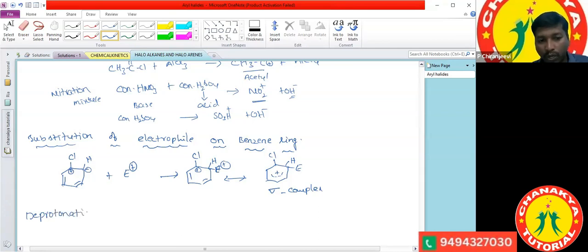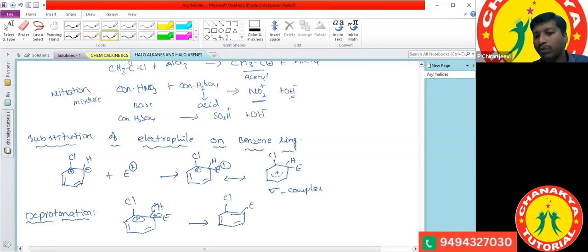Deprotonation reaction. So what is meant by deprotonation? It means removal of the proton. From the sigma complex, here chlorine is there, here proton is there, here the electrophile is there. So it has the positive charge. If you remove the H plus ion, this carbon gets a negative charge and a double bond is formed between the positively charged carbon atom and the negatively charged carbon atom. So finally the electrophile is substituted at either the ortho position or the para position.